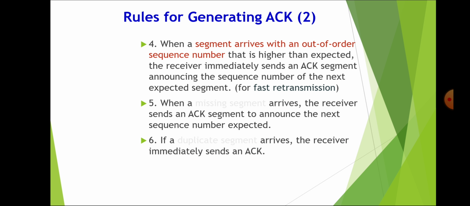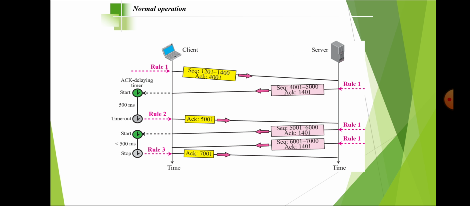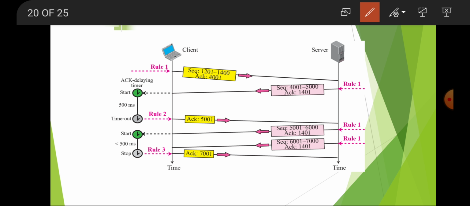When a missing segment arrives, the receiver sends an acknowledgement segment to announce the next sequence number expected. And if a duplicate segment arrives, the receiver immediately sends an acknowledgement. So these are the rules for generating the acknowledgement. Now we are going to discuss how exactly these rules are followed. First we'll go for the normal operation. What exactly happens in normal operation? Here we have the client and server.